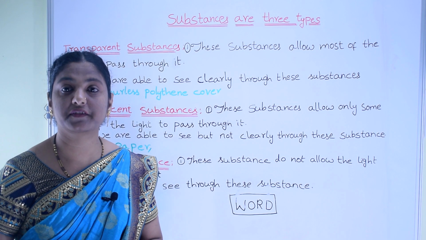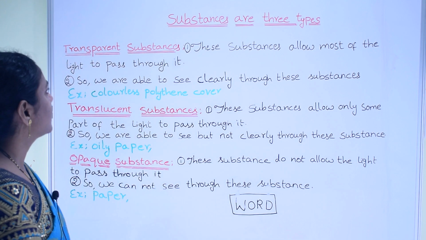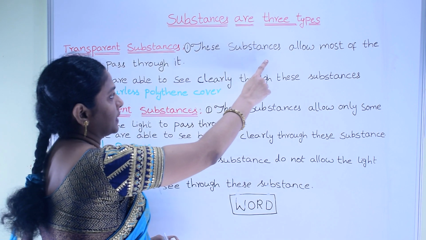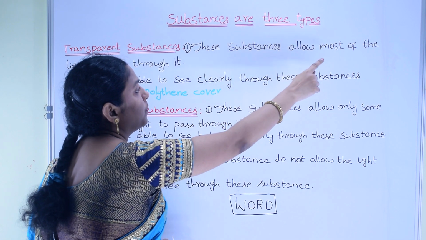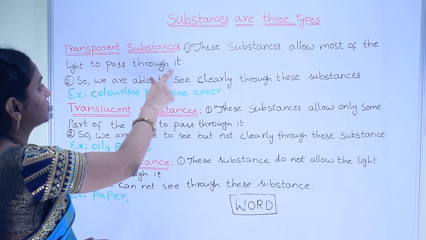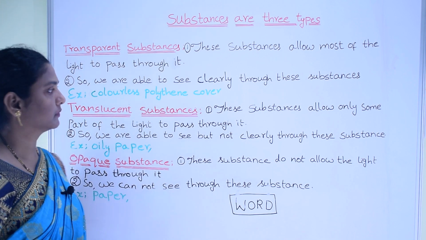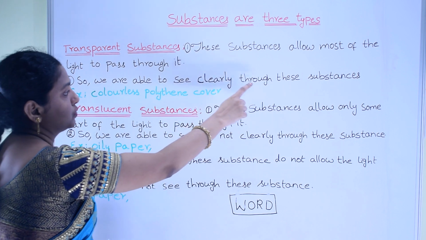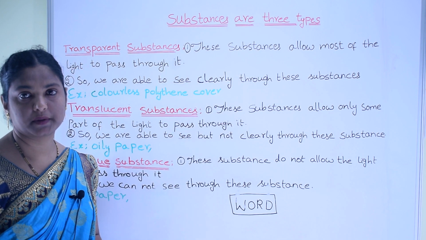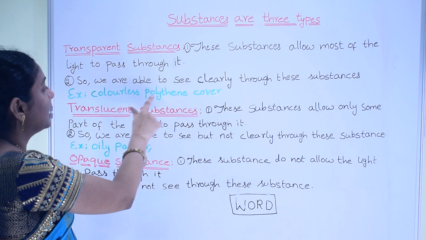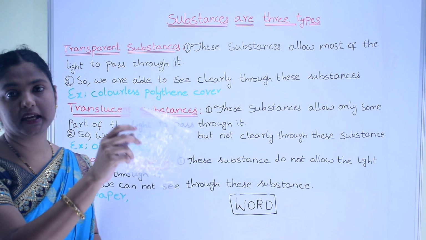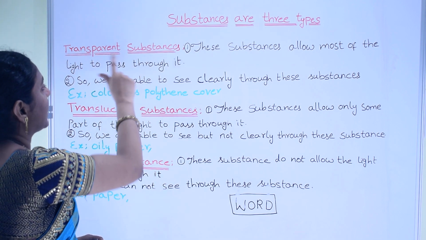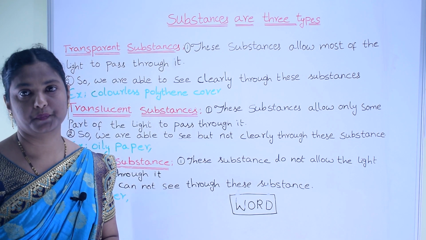Now I will say the definition for you. Transparent substances are substances that allow most of the light to pass through them. So we are able to see clearly through these substances. Example is colorless polythene cover. This is the example for a transparent substance.